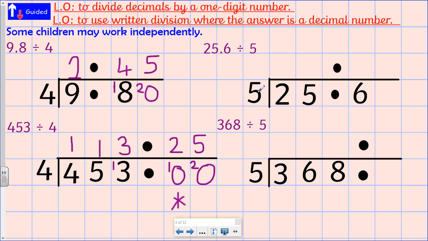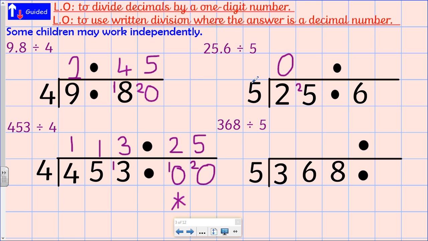So how many lots of 5 are in 2? It's got to be 0, and do write that 0 down. If this digit is bigger than the one here, then it's always going to be 0 times, okay? I cannot do 2 divided by 5 and get a whole number answer. So I need to exchange now. This was 2 tens. Now it is 20 ones. That's what the 2 means here, 20 ones. We already have 5 ones there. So I've now got 25.